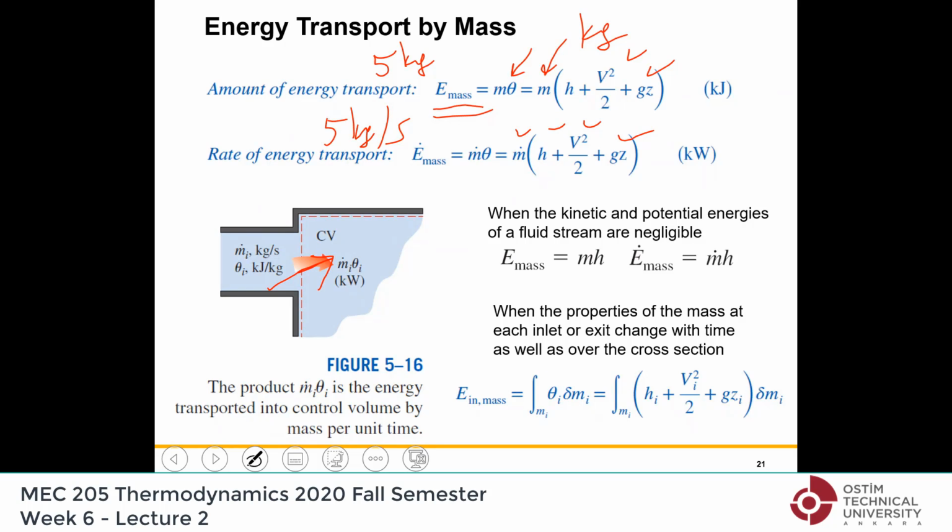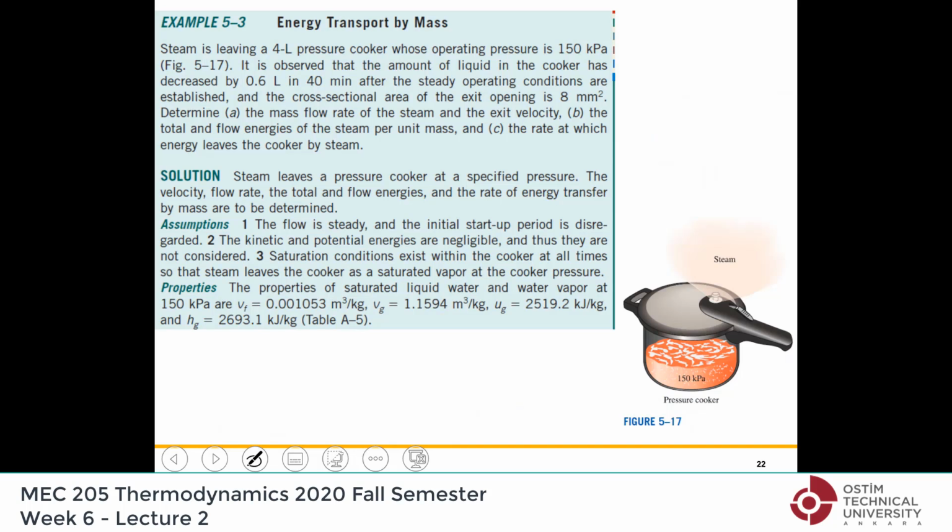Often, the kinetic and potential energies are negligible, many times, not always. In that case, the energy entering is mass times enthalpy, or in the rate form, mass flow rate times enthalpy. If you have a variable, then you will have to do an integration, which we will not do much in this course. We will assume the energy is constant there.